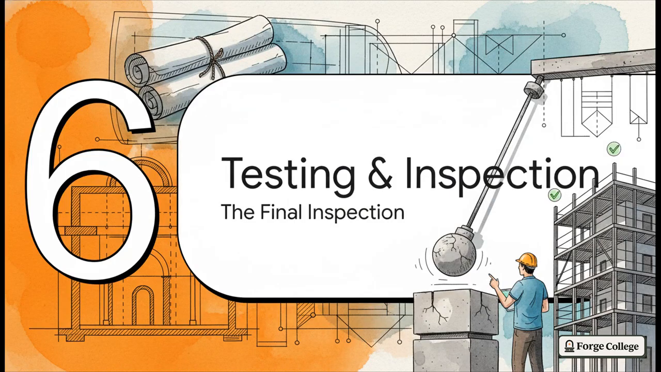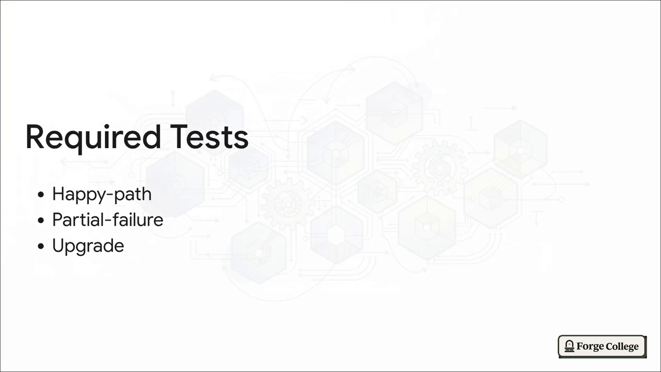Finally, Section 6, Testing and Next Steps. The final inspection. Look, you can draw up the most beautiful architectural blueprints in the world, but at the end of the day, developers have to actually prove the structure holds weight. So whatever pattern you end up choosing, you have to relentlessly write 3 types of tests.